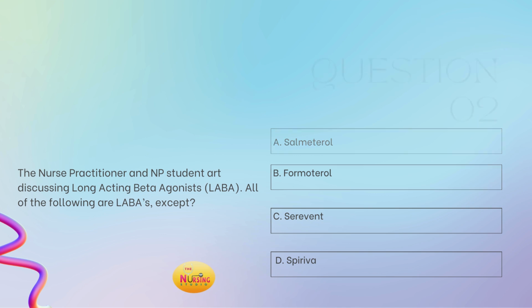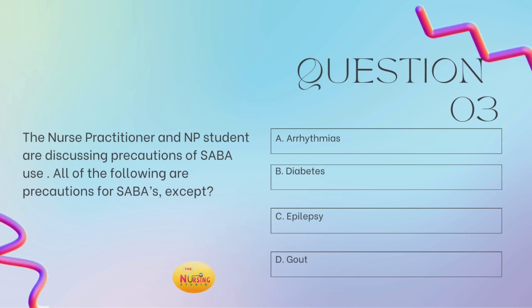All right, and then lastly, question number three. The nurse practitioner and NP student are discussing precautions of SABA use. All of the following are precautions of SABA use, except, is it A, arrhythmias, B, diabetes, C, epilepsy, or D, gout? Take a moment and tell me what you got in the comments, you guys. Stem of the question, all of the following are precautions for SABAs, except.